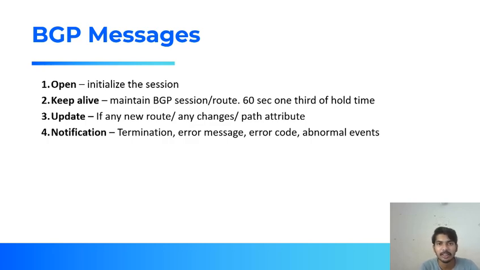The next one is the update message. If there is any new route or any change in the path or path attributes, it is responsible for updating the neighbors. Once two routers have become BGP neighbors, they can start exchanging routing information. This is done with the update message. In the update message, you will find information about the prefixes that are advertised.